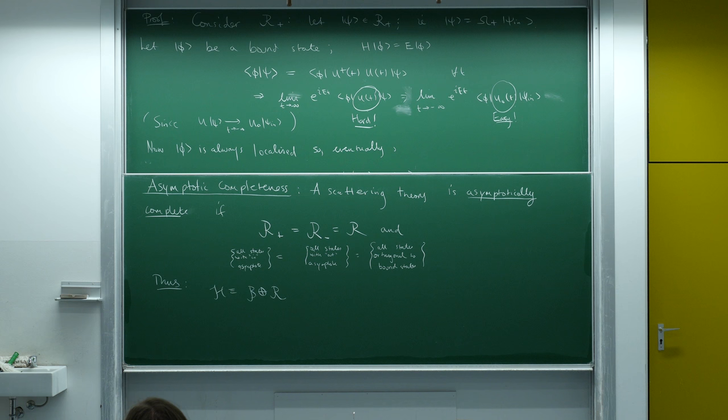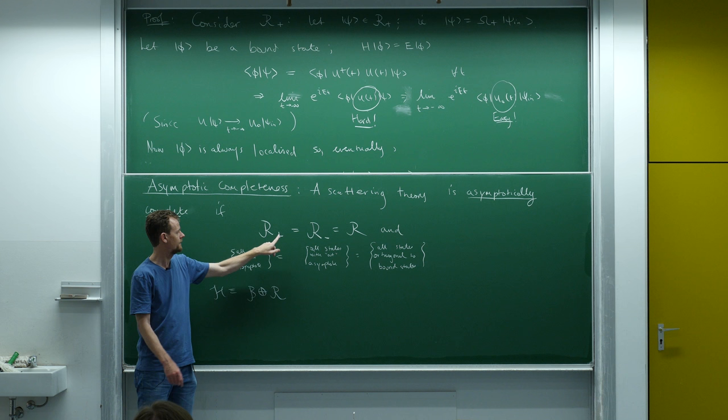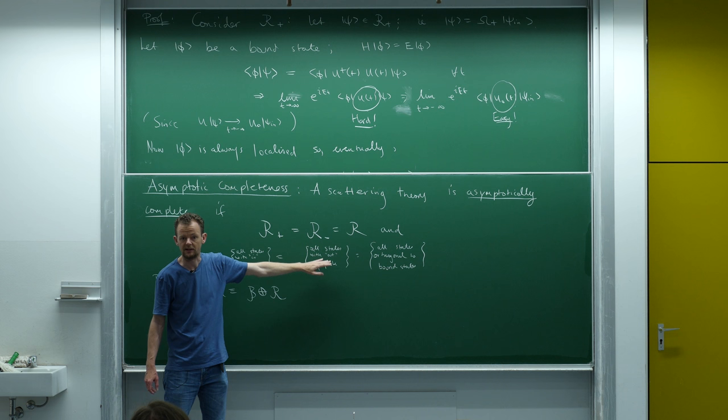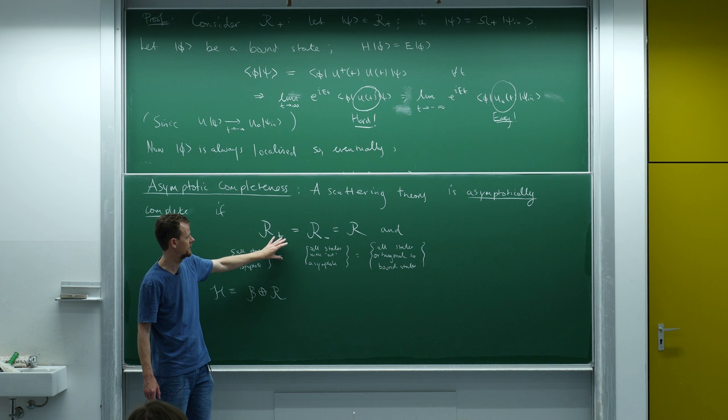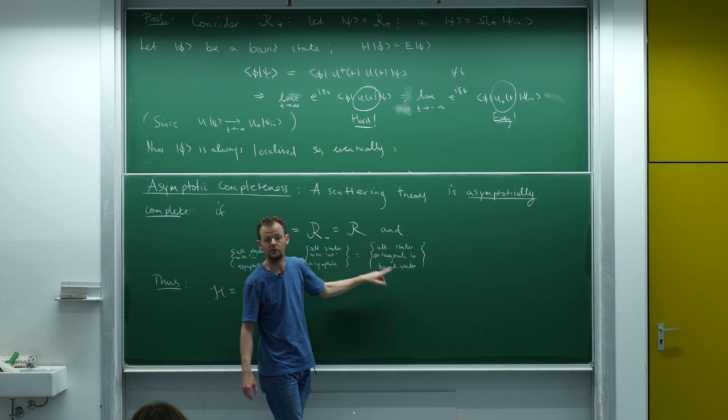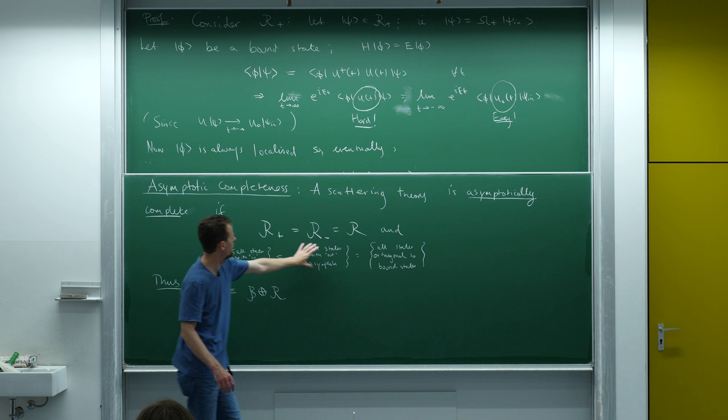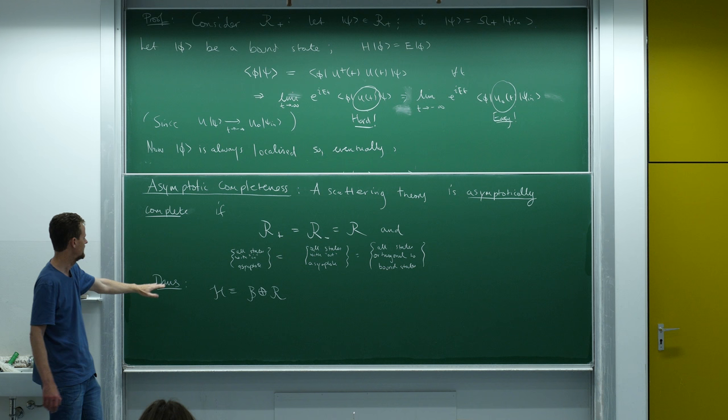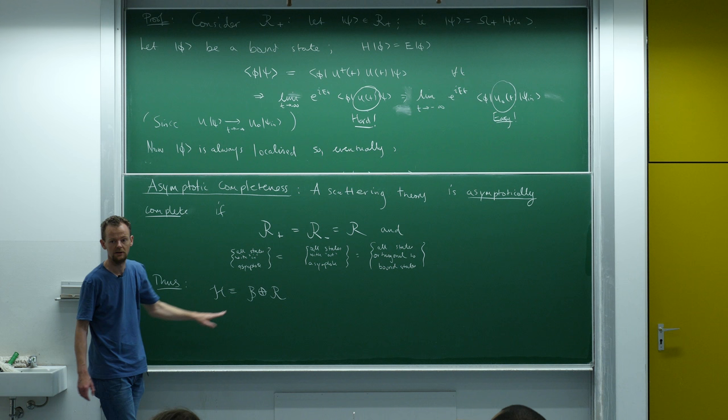Here's the definition. A scattering theory is said to be asymptotically complete if, firstly, all the states with an in-asymptote are precisely the states with an out-asymptote. It's condition number part one, if you like. And furthermore, they are equal to all states which are orthogonal to bound states. So there's nothing in between. So this space here is R, and that's equal to the orthocomplement of the space of bound states. Another way of saying it is that Hilbert space is comprised of bound states and scattering states, and that's it. There's no exotic states.